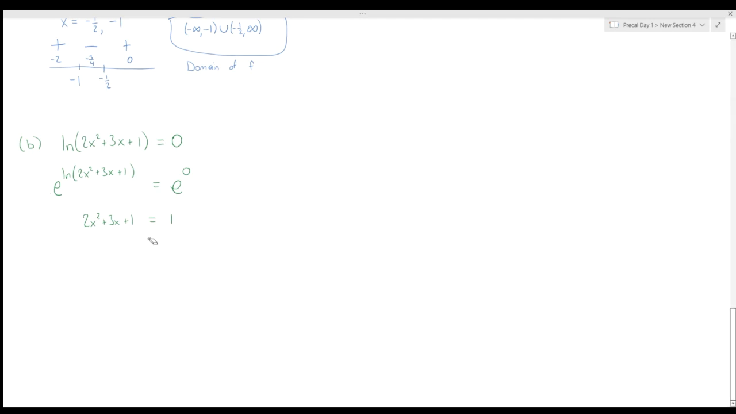Now from here, you can cancel out the ones from both sides. And then I guess you can factor this, and then solve for x, okay?